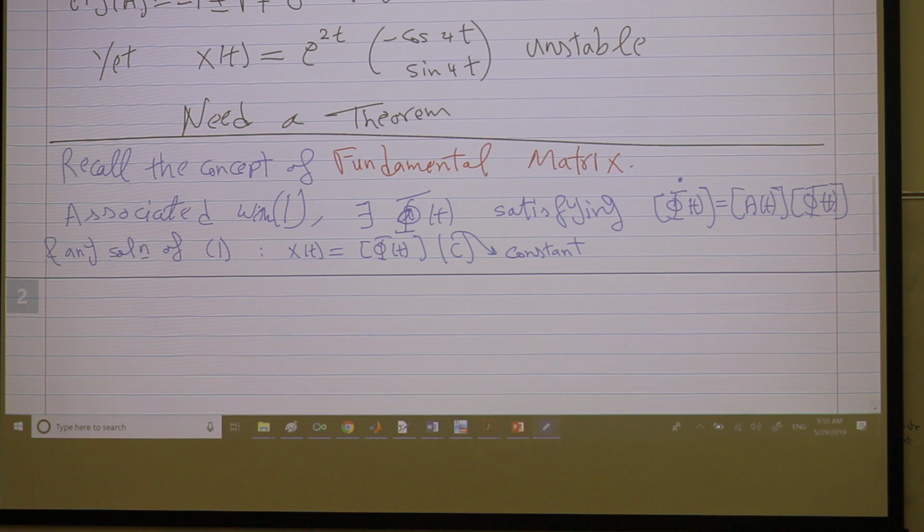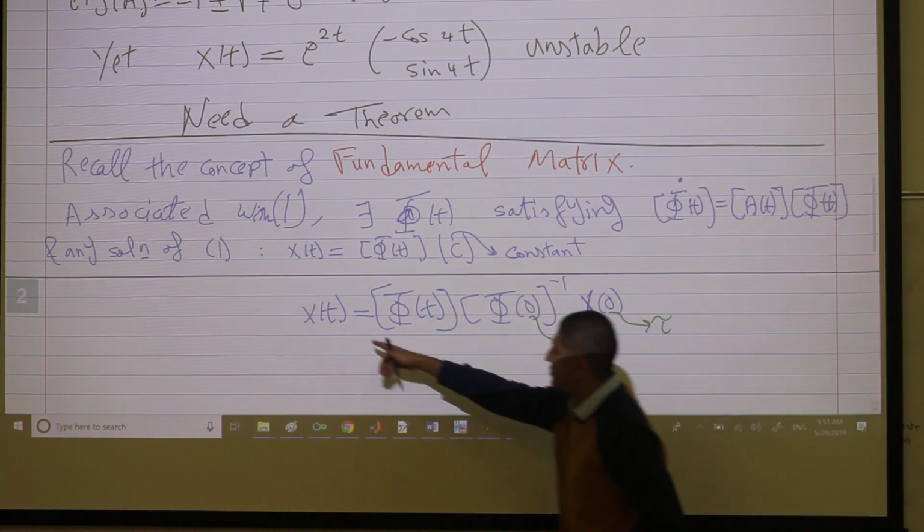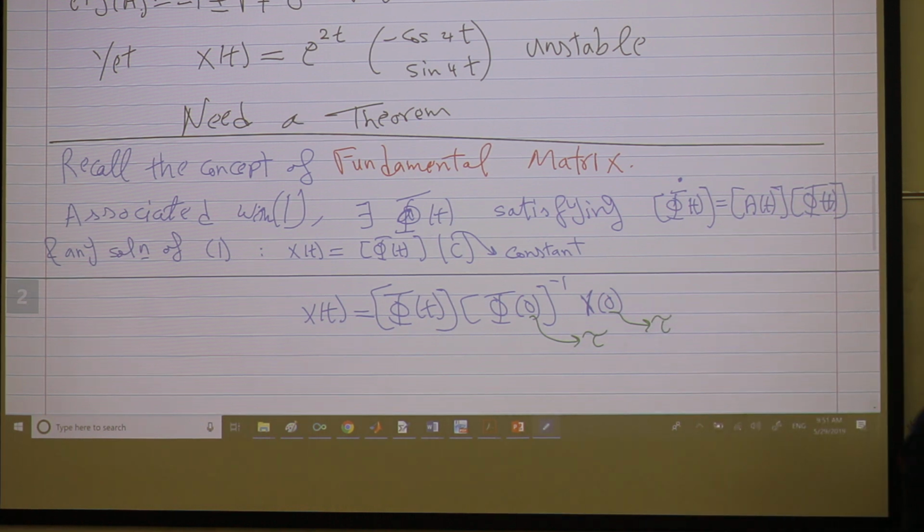So actually I can write x of t as phi of t multiplying with the c's, and the c's are phi of 0 inverse times x of 0. And this 0 actually can be anything, it doesn't necessarily have to be 0, so this can be any tau. In other words, it relates the solution at previous time tau to the solution at this time t, so this is why we call it state transition, right?